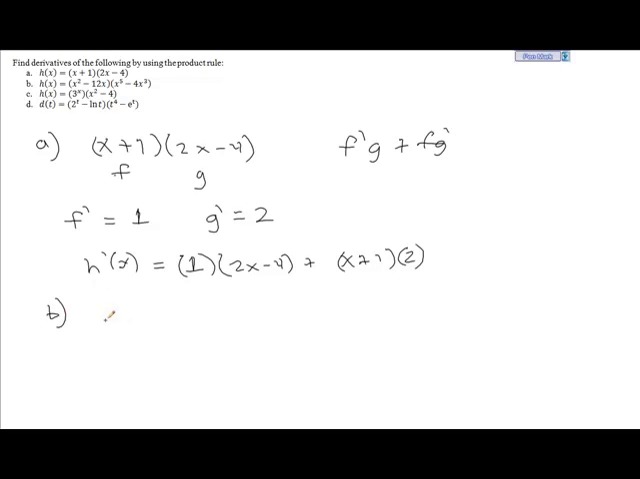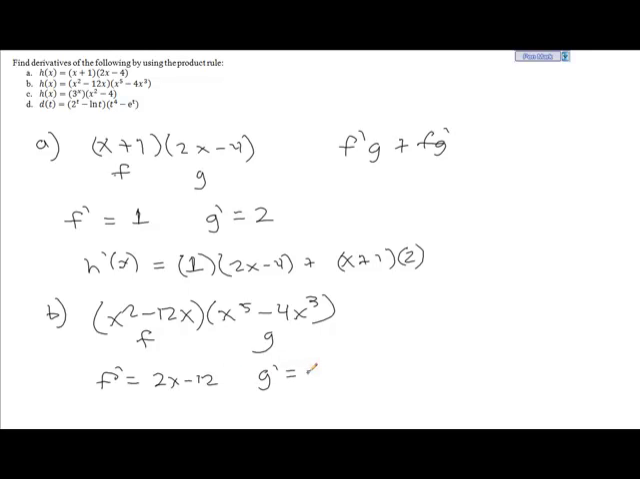In letter B, we'll let x squared minus 12x be our f, and then x to the 5th minus 4x to the 3rd, we'll let that be our g. And so we have f prime is equal to 2x minus 12, and g prime is equal to 5x to the 4th minus 12x to the 2nd. And now we put these together in the product rule, f prime g plus fg prime.